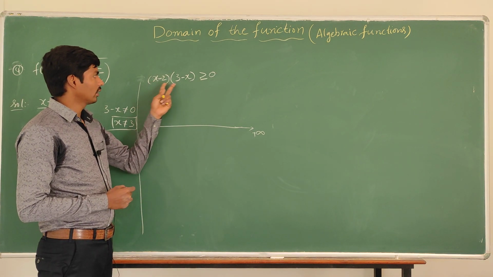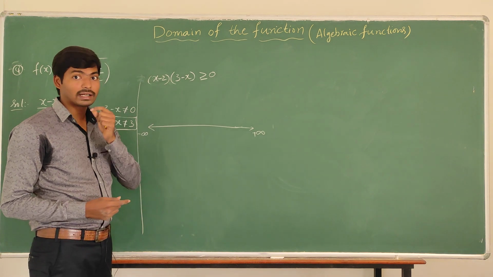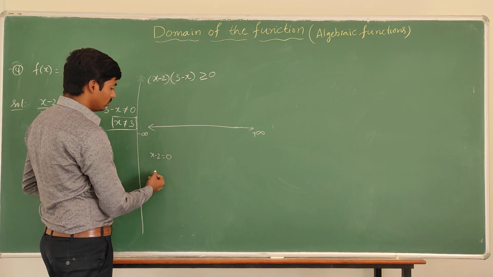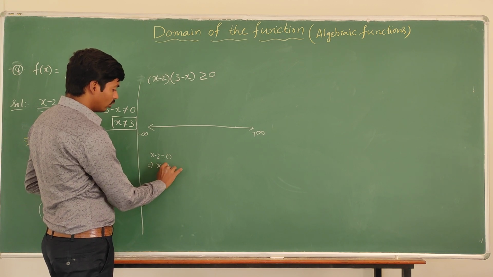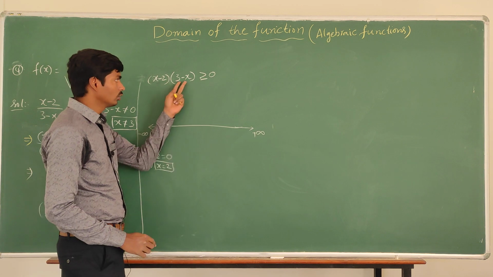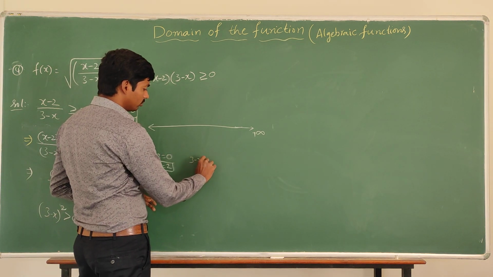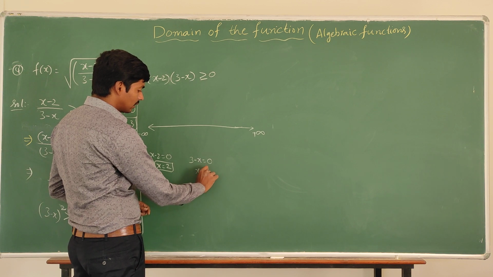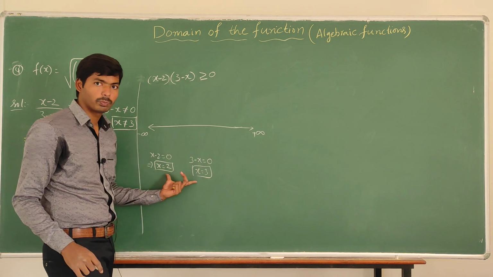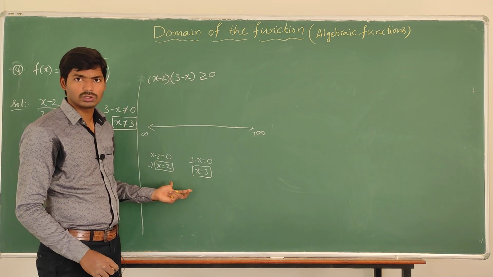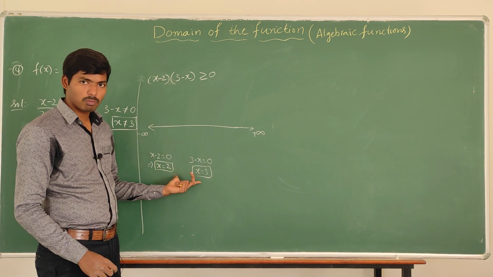Two factors, product of two factors: equate each factor to 0. x minus 2 equal to 0, then I will get x value 2, minus 2 transposed to this side. And 3 minus x equal to 0, so if you transpose x to that side, plus x equal to 3. These are called the critical points. So equate each factor to 0, then we will get the critical points.